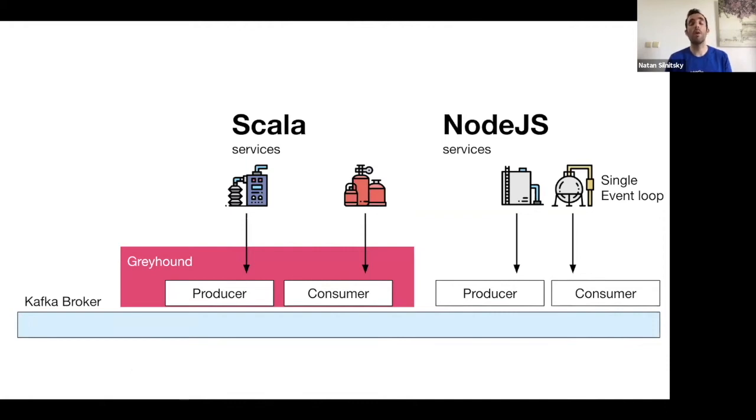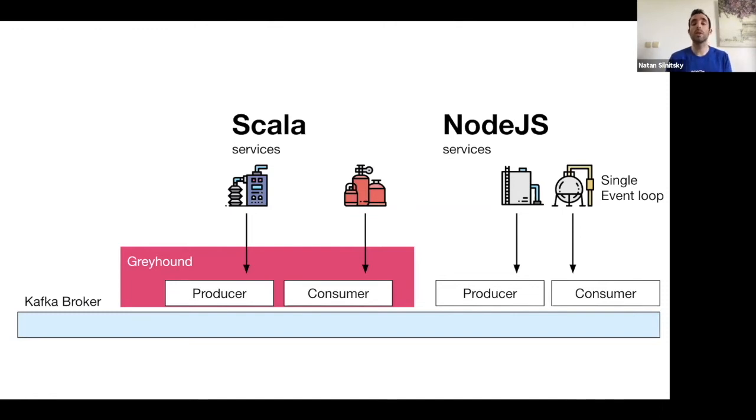It has more problems. It has less good performance. There's also the question of the single event loop for Node.js, and having the consumer that keeps polling is not really healthy in Node.js, especially when you have high traffic. And there's also the issue where we have Greyhound in Scala with all kinds of features, and the Node.js infrastructure always needed to catch up with the Greyhound set of features.